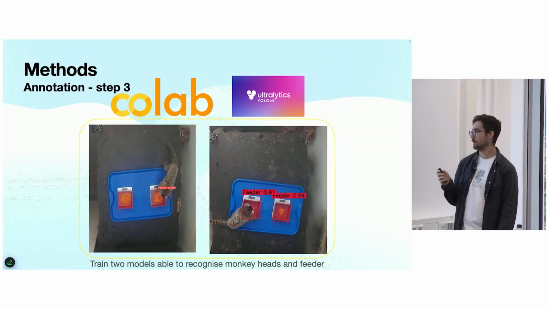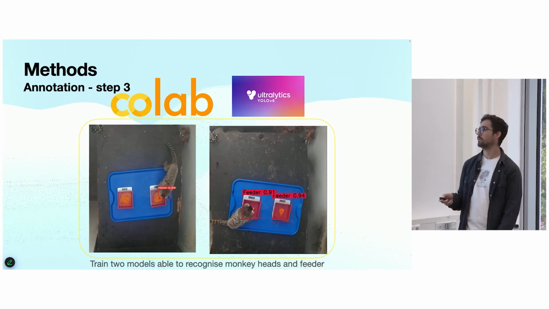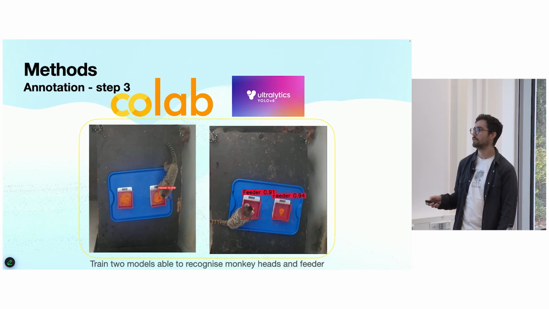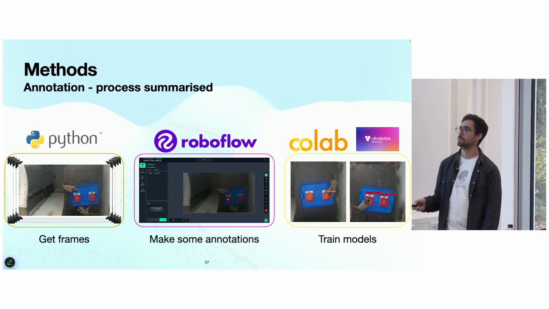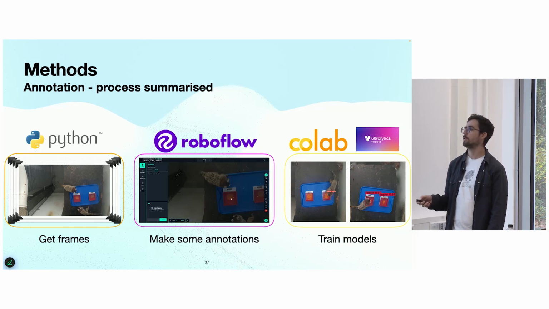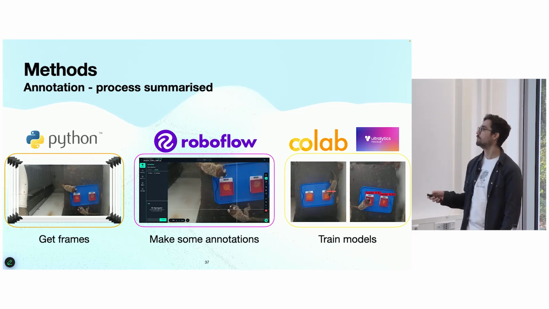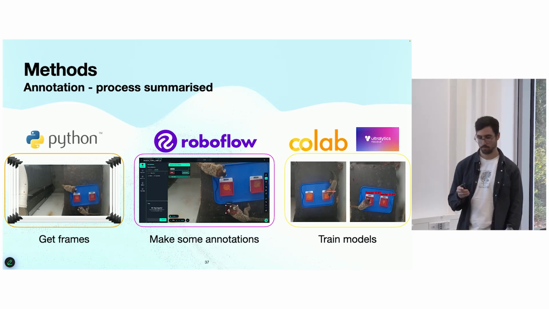Then after that, we train 2 models separately. One just to recognize the marmoset's head, and one just to recognize the feeders, the patch food. Okay? So just to summarize, get some frames, upload them to RoboFlow, make some annotations, then train your network so that it is able to recognize your objects.